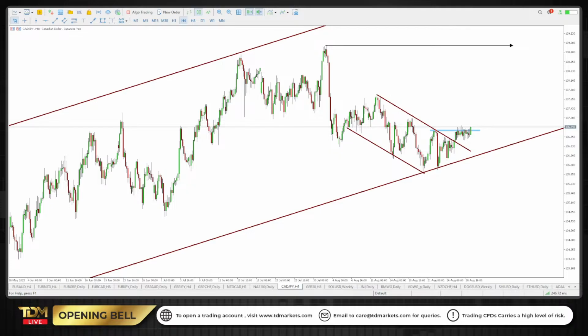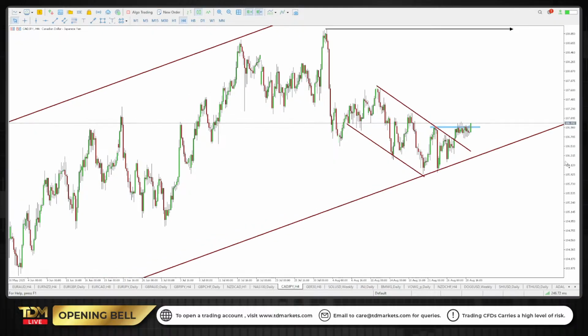So this morning, we're going to have a look at a few updates that we can wrap up the week with, which includes the crypto, the indices, as well as the currency. So we've got CAD JPY, we're going to talk about CAD JPY, we've got German 30 as well as Solana.